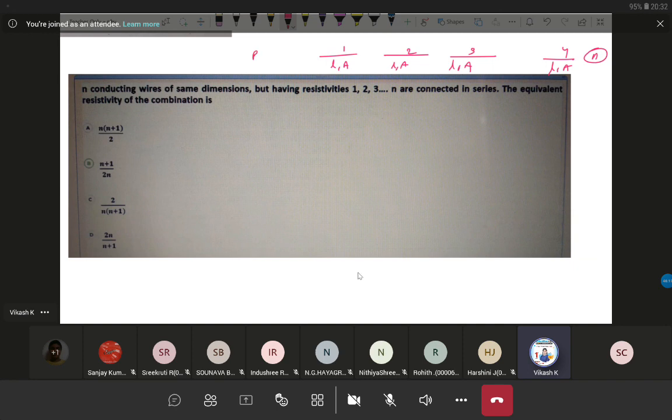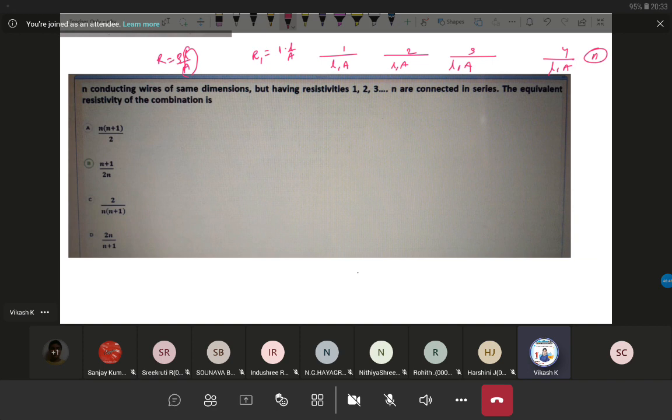So if I write the resistance for this first wire, what do I write? Rho 1 into L by A. Do you know this formula? R equal to what? Rho L by A. So this L by A is common in all. Yes or no?